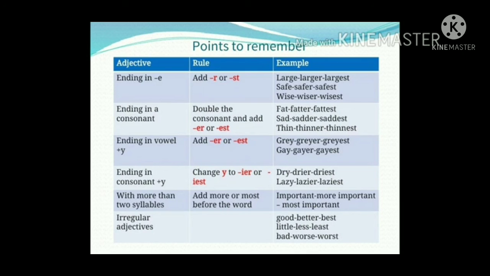And then let's talk about irregular adjectives. Irregular adjectives are those adjectives which do not follow any hard and fast rule, so they completely change while becoming comparative and superlative. For example, good, better, best, little, less, least, bad, worse, worst. So you can see that they neither require ER, EST or IER, IEST, nor do they require more, most, but they completely change their form as well as their spelling while becoming comparative and superlative forms.